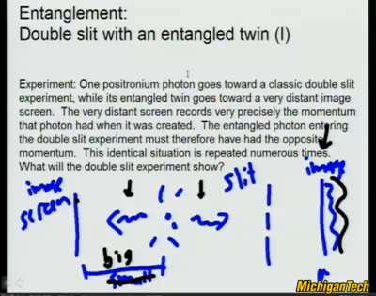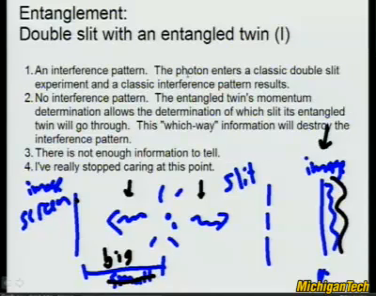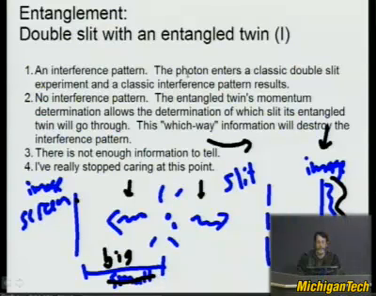Does this work? What will the double slit experiment show, for one thing? Will it show an interference pattern? Because how does this side know what this side is doing? Does it show no interference pattern? Because now information about which slit the photon went through is available. Is there not enough information to tell? Or have you really stopped caring at this point?